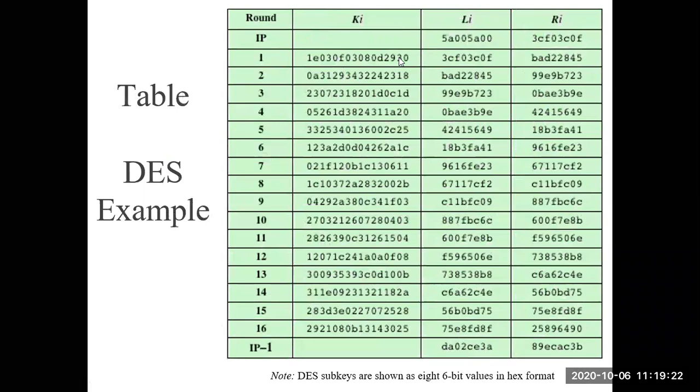Yeah. So here you can observe. Let me just move this. Okay. See here the key value K1, L1, R1. In every round, what is the output of left half, right half, and the key? It is shown. This is shown for 16 rounds. Initial round is permutation IP. After 16 rounds, it is IP inverse. And whatever value you got here, that is your ciphertext, DA02, CE3A, 89, and so on.